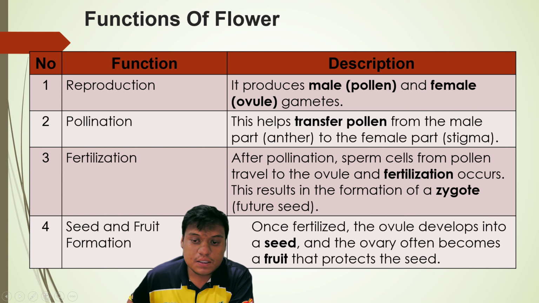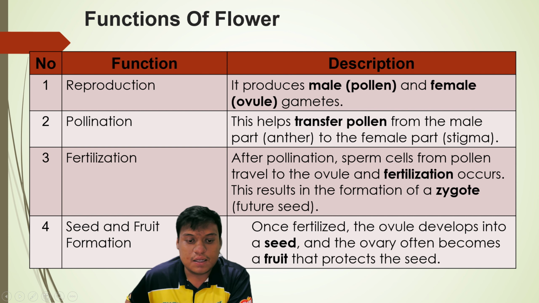Second, pollination. This helps transfer pollen from the male part, the anther, to the female part of the flower, the stigma. Third, fertilization. After pollination, sperm cells from pollen travel to the ovule and fertilization occurs. This results in the formation of a zygote. Fourth, seed and fruit formation. Once fertilized, the ovule develops into a seed, and the ovary often becomes a fruit that protects the seed.